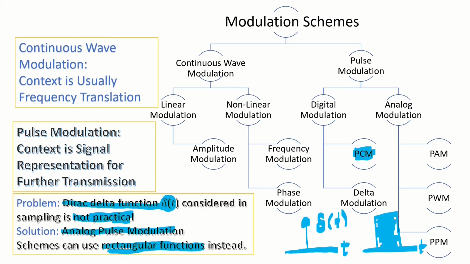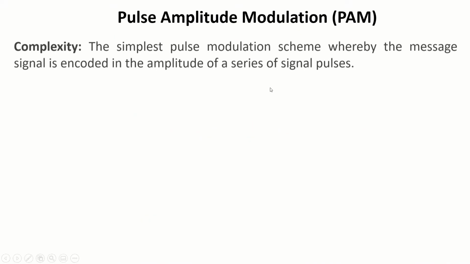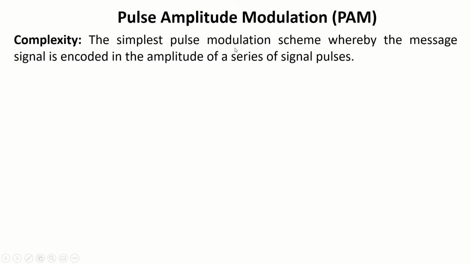Now let us consider the first case of analog pulse modulation, that is PAM. As the name suggests, this is the simplest pulse modulation scheme whereby the message signal is encoded in the amplitude of a series of signal pulses. So the information is carried in the amplitude.